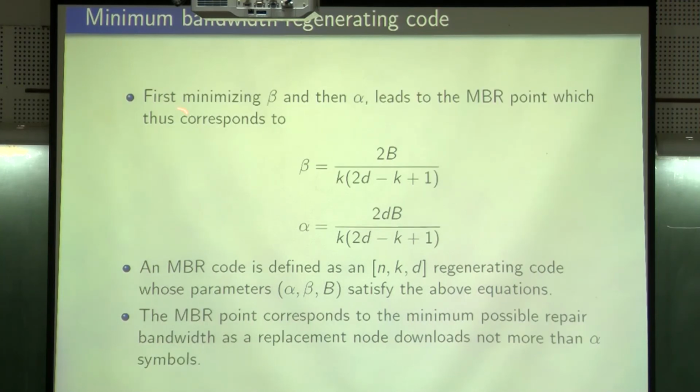The minimum bandwidth regenerative code first minimizes beta and then minimizes alpha. That leads to the MBR point. So you get beta is 2b divided by this number, you minimize it, and then the corresponding alpha turns out to be this. An MBR code is defined as an (n, k, d) code with these parameters satisfying the above condition. The MBR point corresponds to the minimum possible repair bandwidth.